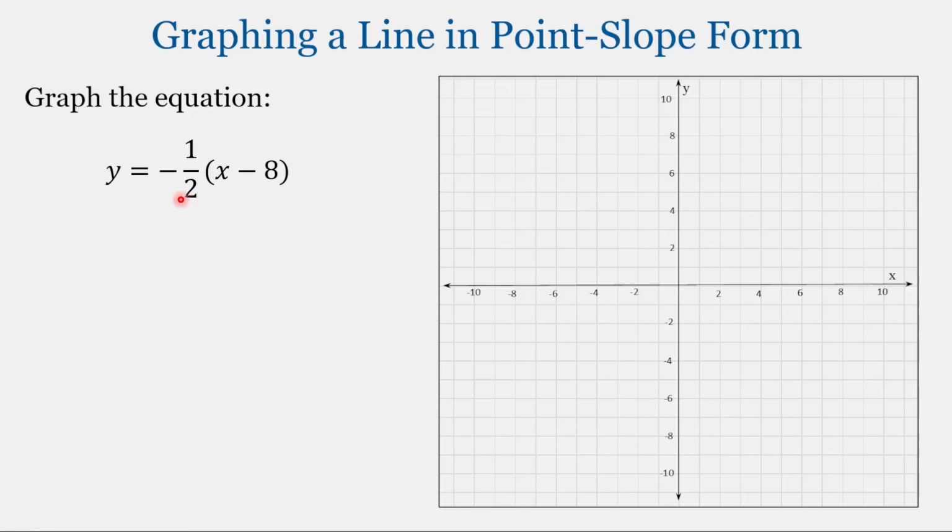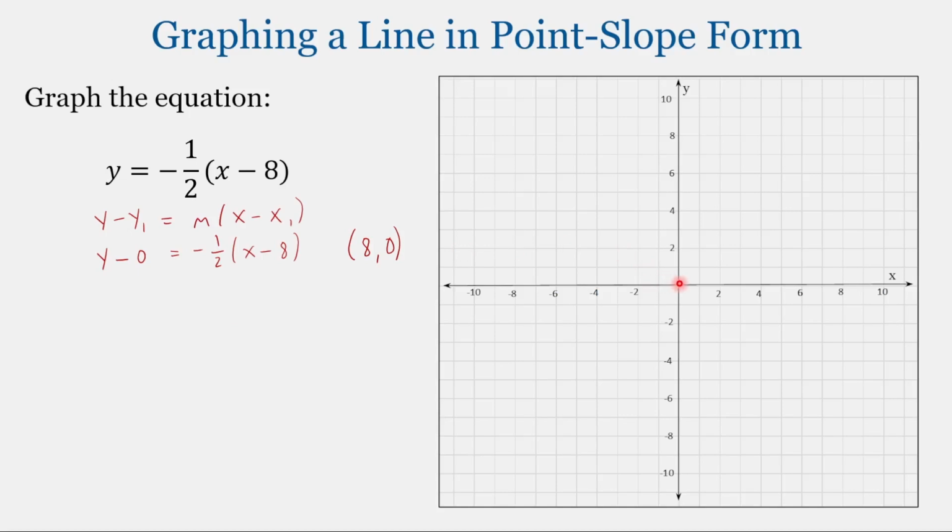Let's try one more. We're going to graph this line using point-slope form. With point-slope form, we have y minus y sub 1 equal to m times x minus x sub 1. Notice we really don't have anything subtracted from this y. So what we actually have is y minus 0 equal to negative 1/2 times x minus 8. So this is going to give us the point 8, 0.